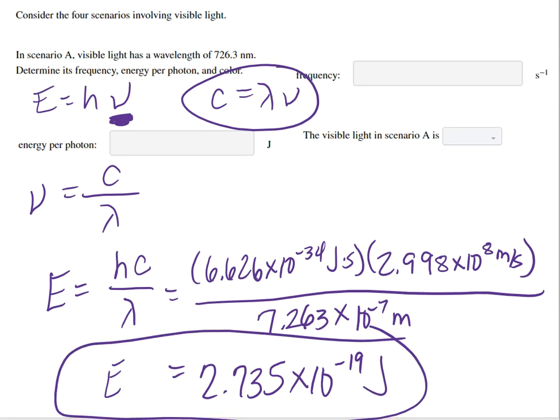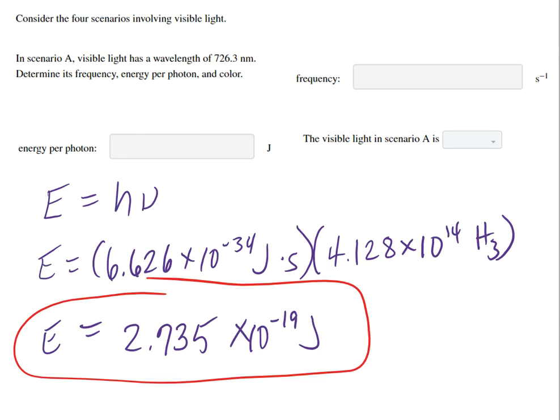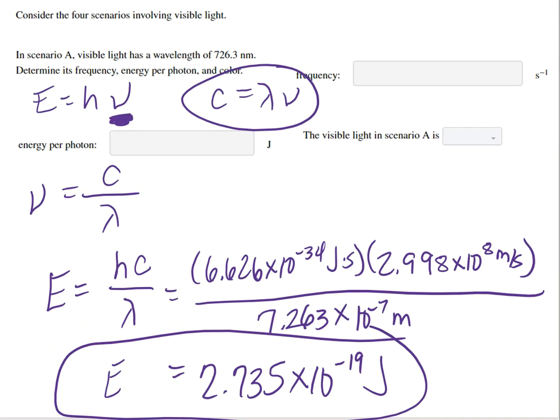So if you notice, it's the same thing that we got using the opposite equation. Whichever equation you decide to use, you're still going to get the correct answer. Depending on what you're looking for and what information you're given, that will determine how you set up that problem. So I hope this helps.